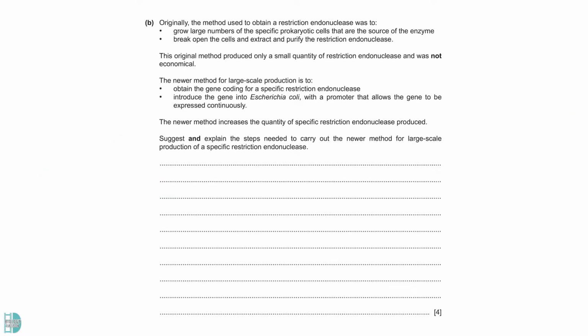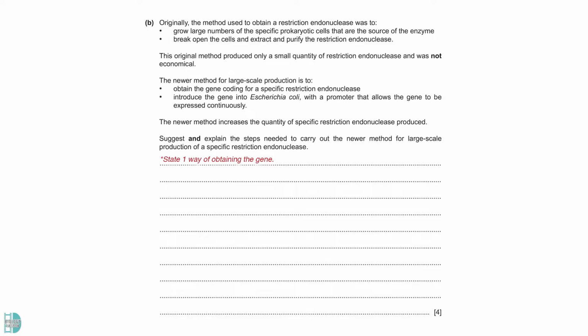B talks about a method to produce restriction endonuclease using E. coli. According to the description, recombinant DNA technology is used for the production. The question wants you to suggest and explain the steps needed. First, we need to obtain the gene coding for the specific restriction enzyme we want to produce.